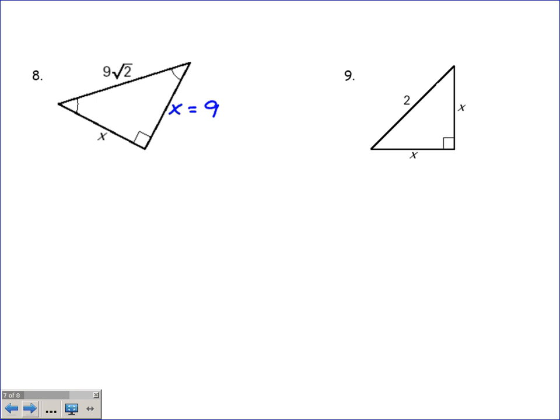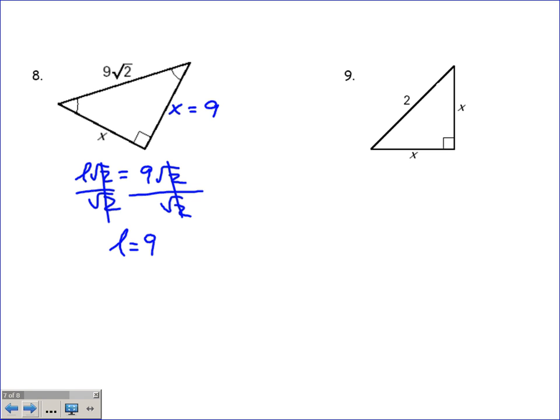Because over here we would have basically said that L times the square root of 2 has to equal 9 times the square root of 2. We divide both sides by the square root of 2, and L in this case equals 9, like we just said. But over here, number 9 is a little bit different because it doesn't have a square root of 2 in the problem, does it?